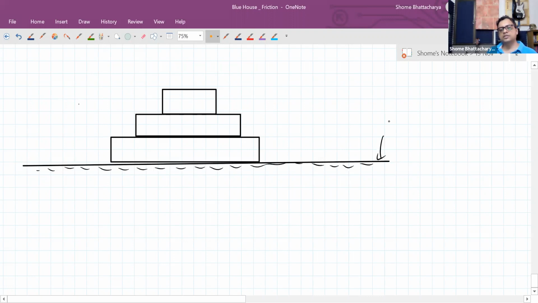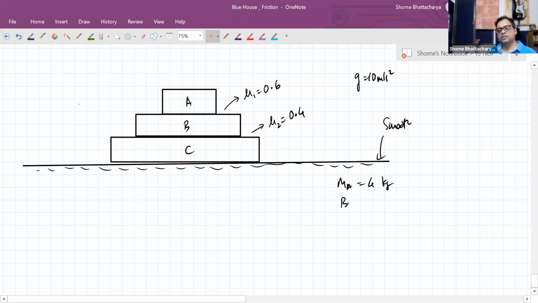So the ground is frictionless. These are blocks A, B, and C. This surface is having a coefficient of friction of 0.6, let's say, and this is having a coefficient of friction of 0.4, let's say. g is equal to 10 meters per second square. Mass of A is, let us say, 4 kilograms. Mass of B is, let us say, 6 kilograms. And mass of C is, let us say, 10 kilograms.